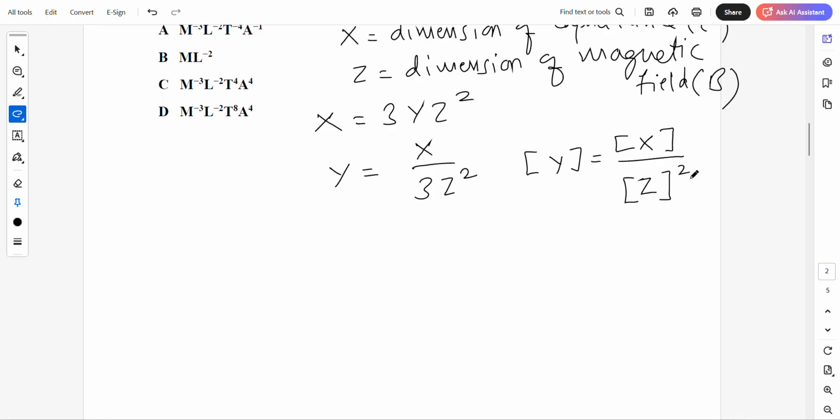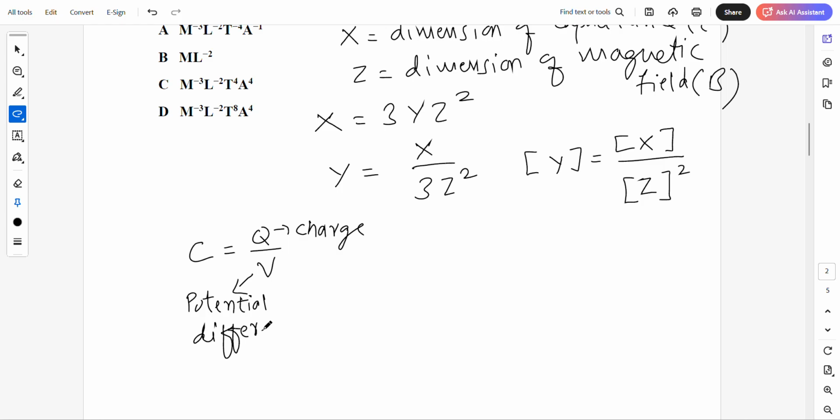Now, what is x? Dimension of capacitance. How to calculate C? C is equal to Q by V, where Q is nothing but charge, and V is nothing but potential difference, which we simply call voltage. What is charge? Charge is equal to current into time.